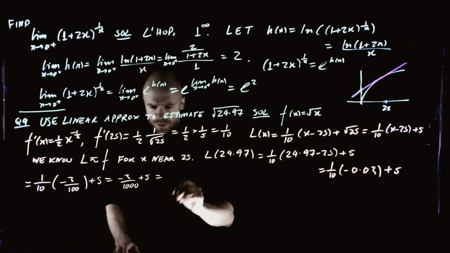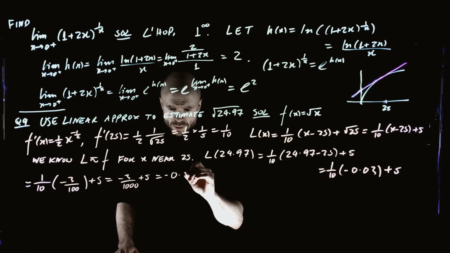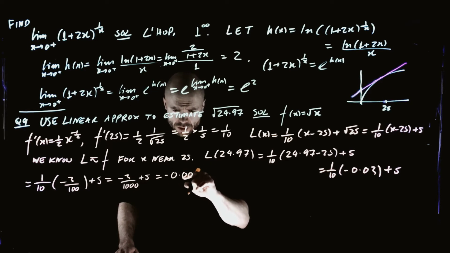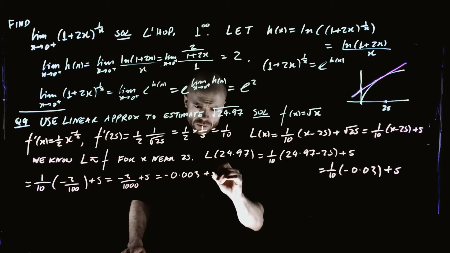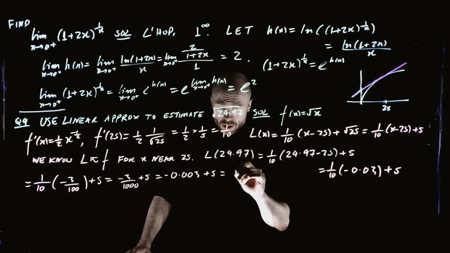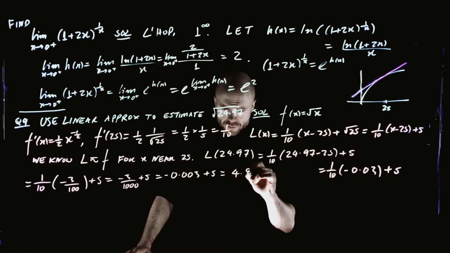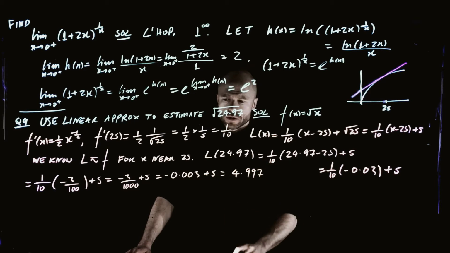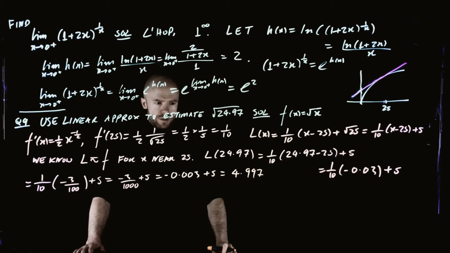Let's put it back in decimals. So that's minus 0.00, that's 1 over 10, that's 1 over 100, and then this is the digit 3, plus 5. And then it's going to be 4.997. And that's the answer.